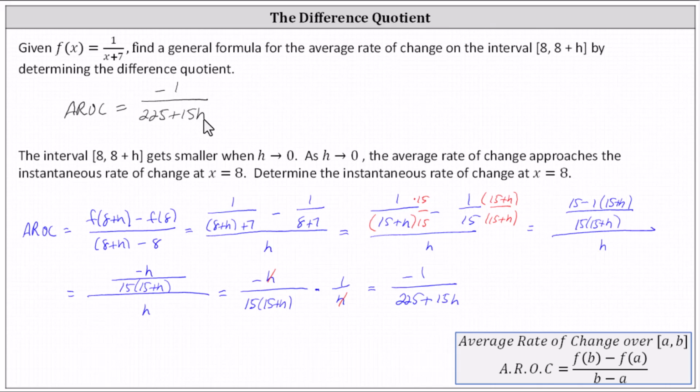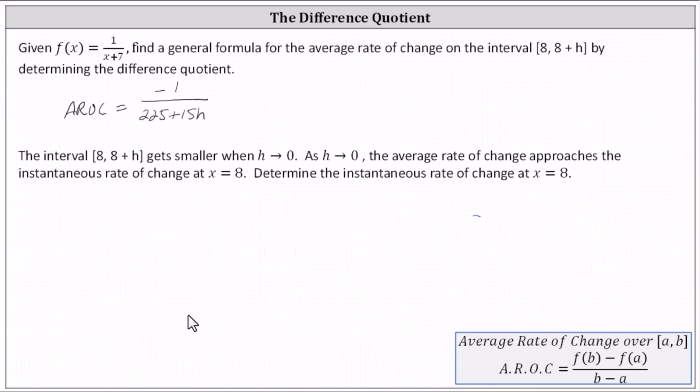And now for the second part, the closed interval from 8 to 8 plus h gets smaller as h approaches 0. As h approaches 0, the average rate of change approaches the instantaneous rate of change at x equals 8. Determine the instantaneous rate of change at x equals 8. To find the instantaneous rate of change, we simply substitute 0 for h, which gives us negative 1 divided by the sum of 225 and the product of 15 and 0, which simplifies to negative 1 divided by 225. This is the instantaneous rate of change at x equals 8.